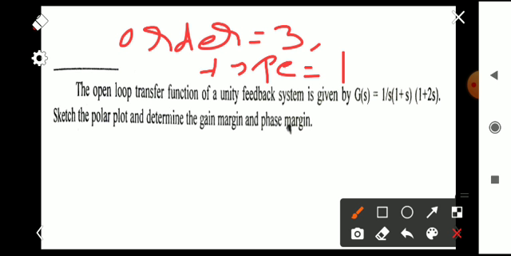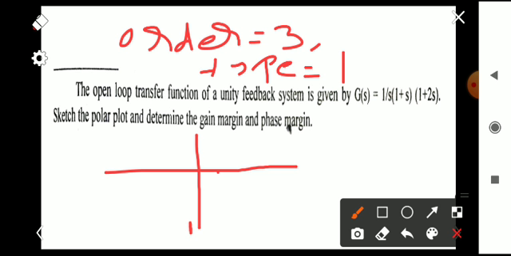So based on the basic rule for plotting the polar plot, we know that when it is a type 1 system, normally the polar plot will start from the minus 90 degree angle side, and as it is an order 3 system, the polar plot will end in the second quadrant at 0. So we can draw the approximate figure of the polar plot that we will get after sketching in the normal graph.